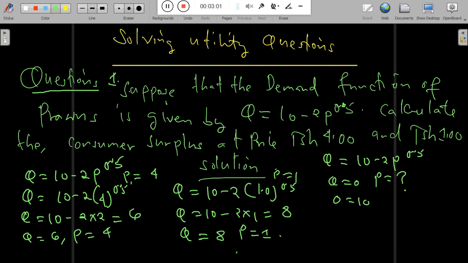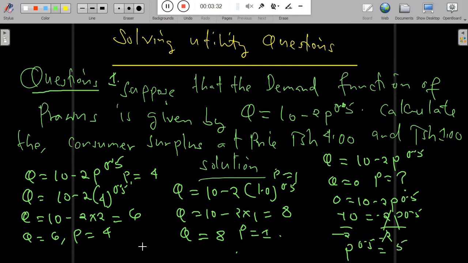We isolate the term negative 2p. Negative 2p raised to the power of 0.5 is equal to 0 minus 10, which gives exactly negative 10. So we divide both sides by negative 2. Negative and negative cancel out, and we remain with p raised to the power of 0.5, which is equal to 5.